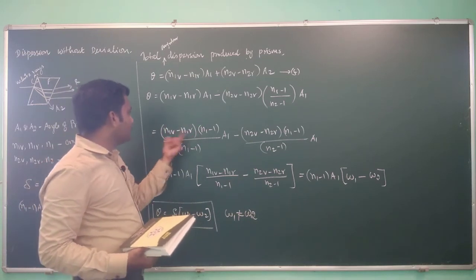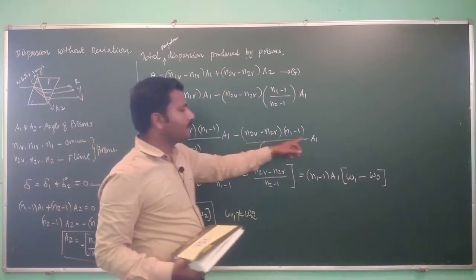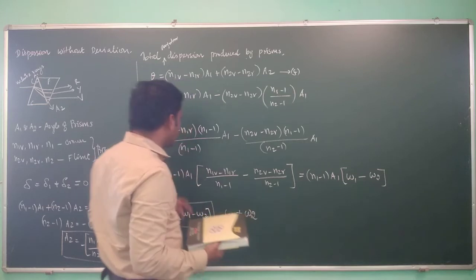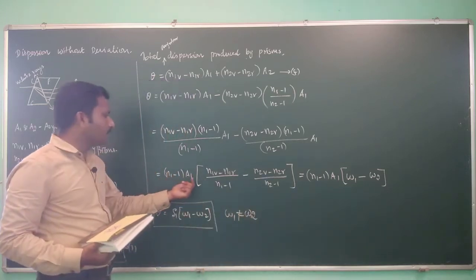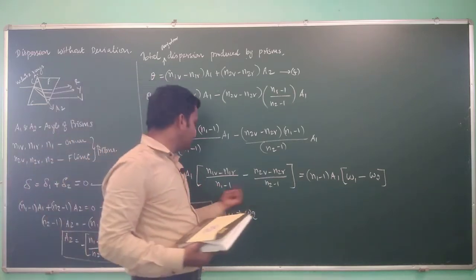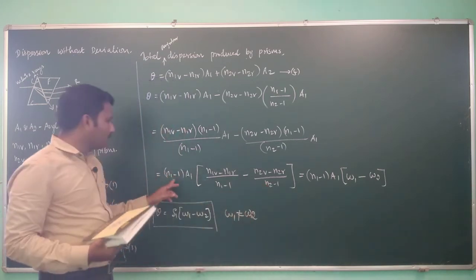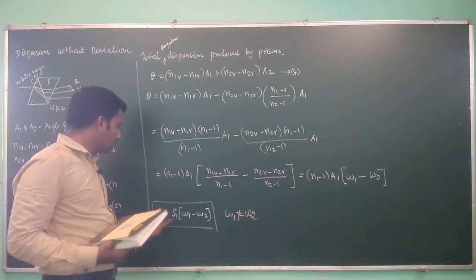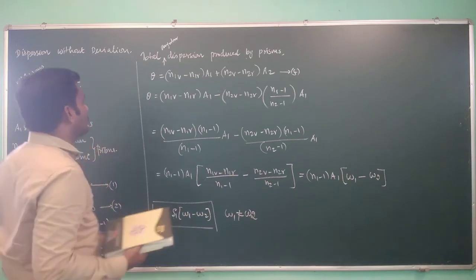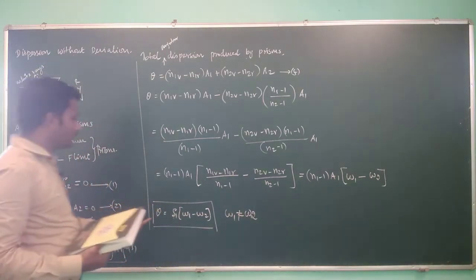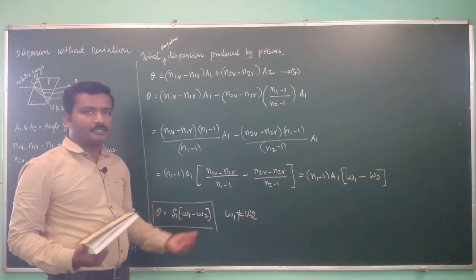And in this we have noticed that (n1 - 1) a1 is common in these two parts, and we have taken it common. The remaining terms give us the equation for omega 1 and the equation for omega 2. If you notice, (n1 - 1) a1 is nothing but delta 1, so the equation for theta, the total angular dispersion produced by this combination of two prisms, is delta 1 times (omega 1 - omega 2), right?